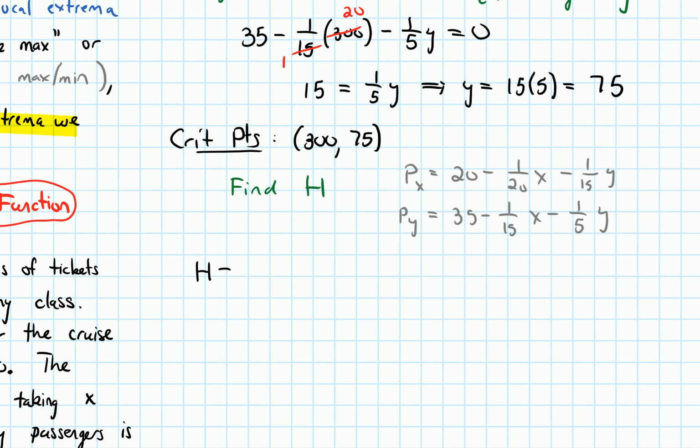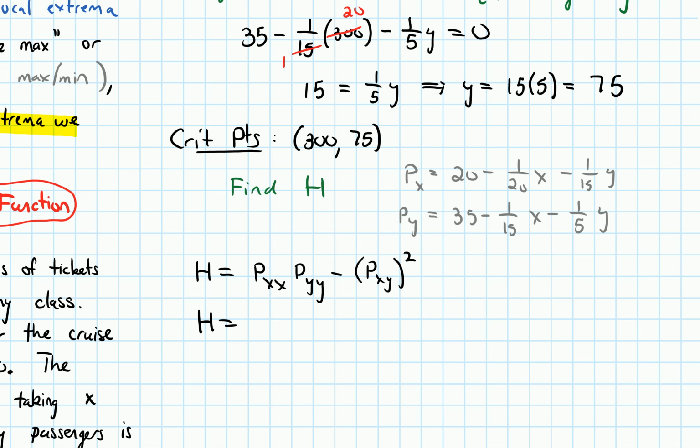So recall the formula for h is pxx times pyy minus pxy squared. Our function is called p here for profit rather than f. That's why I'm writing pxx times pyy instead of fxx times fyy. All right, so now let's compute these partials.